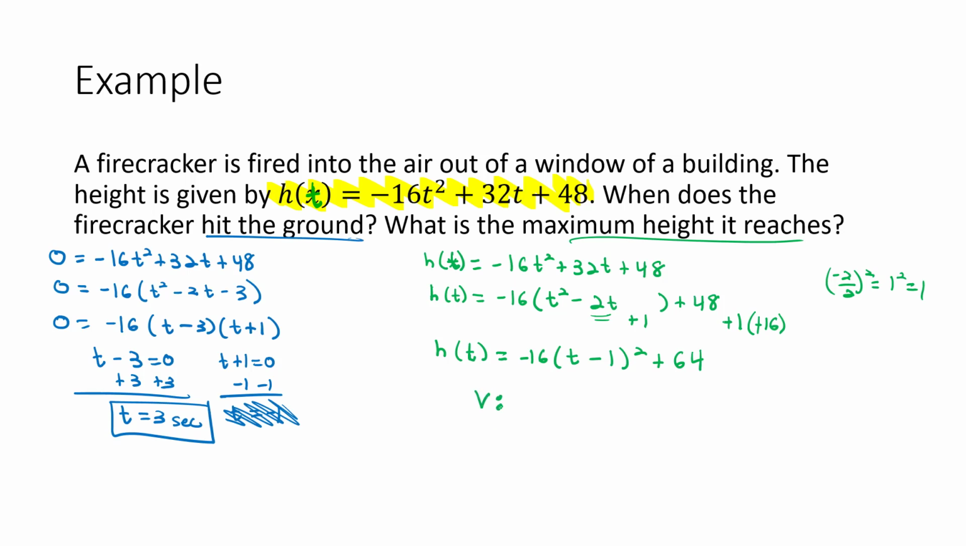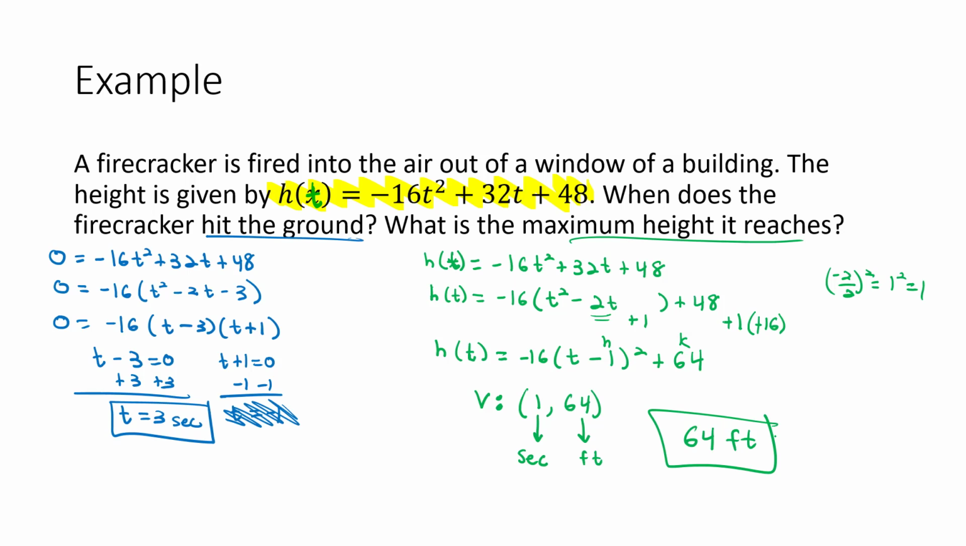And so the vertex is at the point (1, 64). h, k, but remember the h is opposite. The first value tells us the amount of time. After 1 second, we are 64 feet in the air. So what is the maximum height that it reaches? The maximum height is 64 feet in the air.